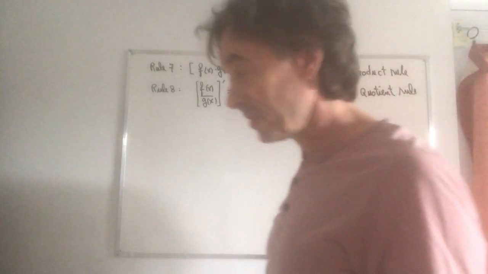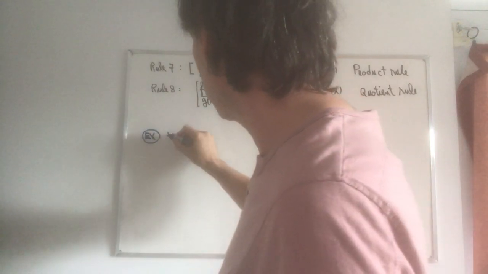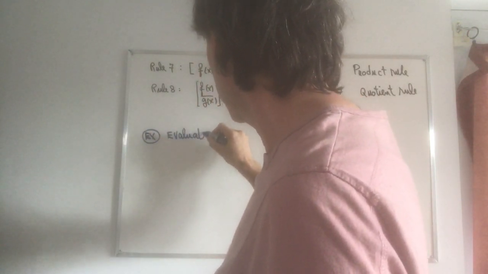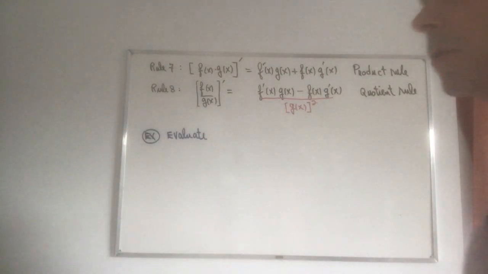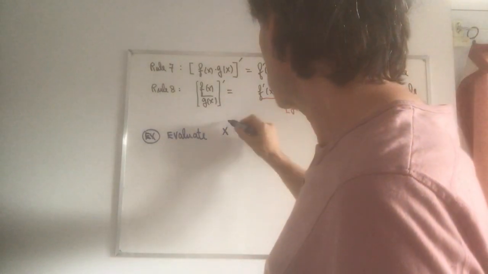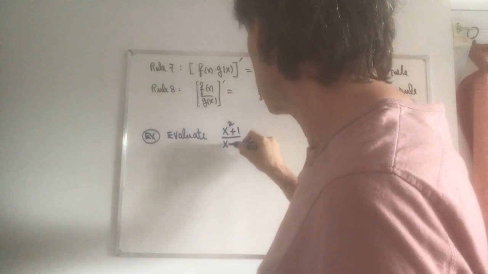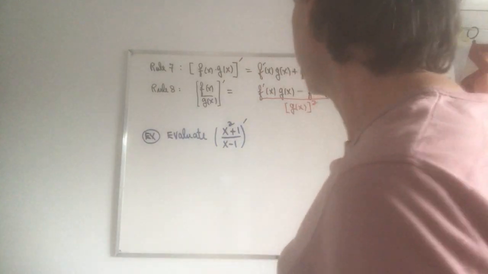All right, like I said, I'd rather spend my time on examples than proof for these rules here. So let us see if we can actually find a nice little example for that. Let's evaluate the derivative of something like, what could we have? x squared plus 1 over x minus 1, prime.